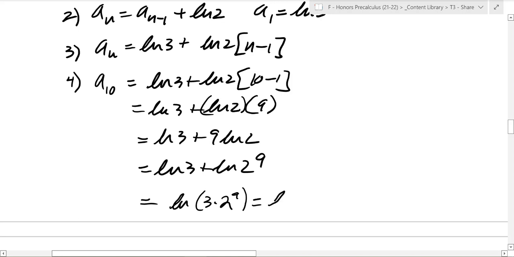It's a pretty big number. We end up with ln of 1536. So yeah, you got to remember your logarithm rules.